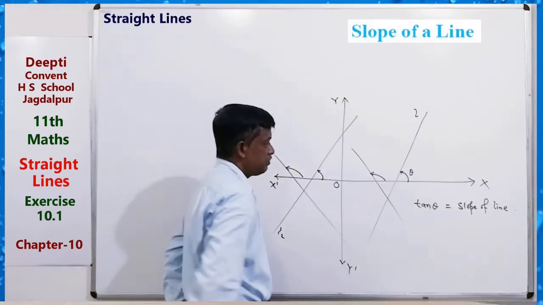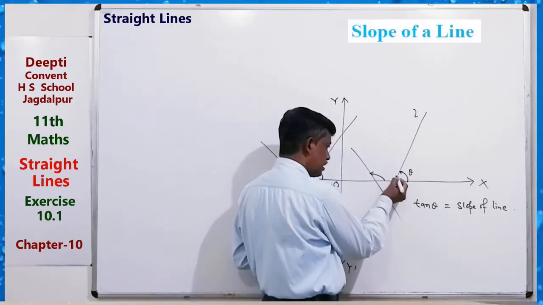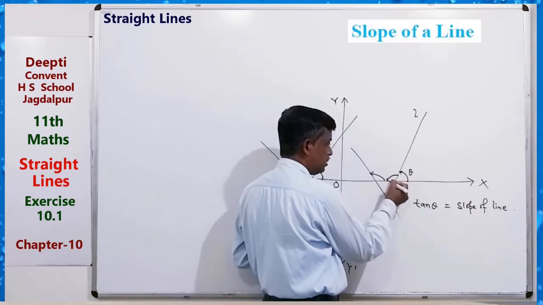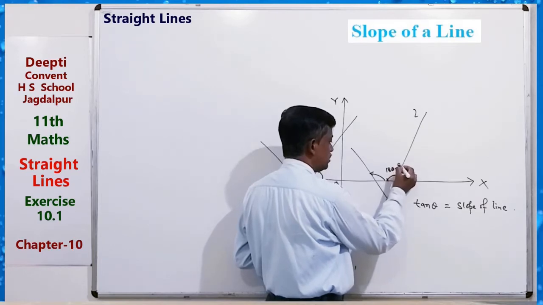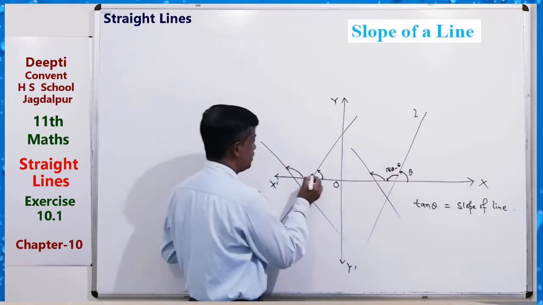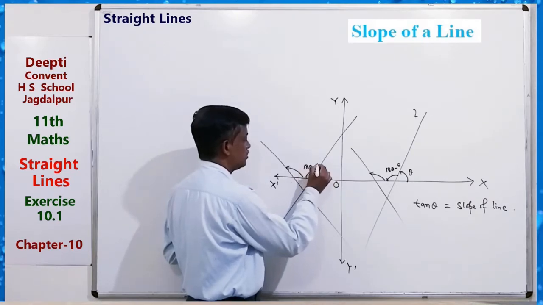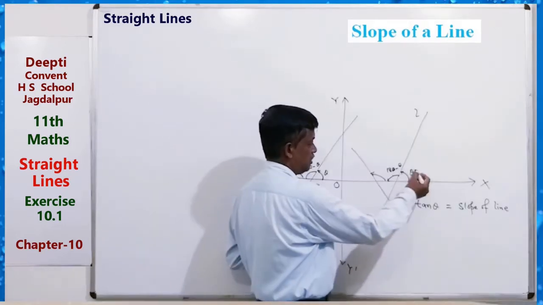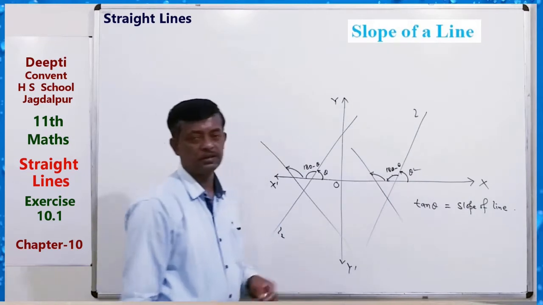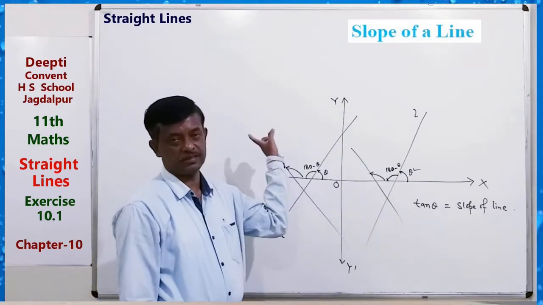Here, if this is theta, then this is also an angle between the x-axis and the line. So the total is 180, so this angle is 180 minus theta. Similarly, if this is theta, then this is 180 minus theta. Clear? So this is our first requirement for finding slope: the inclination with the positive direction of the x-axis.